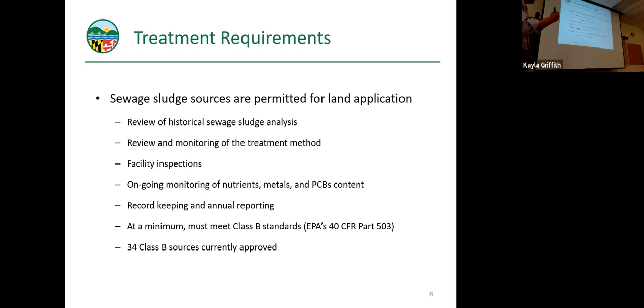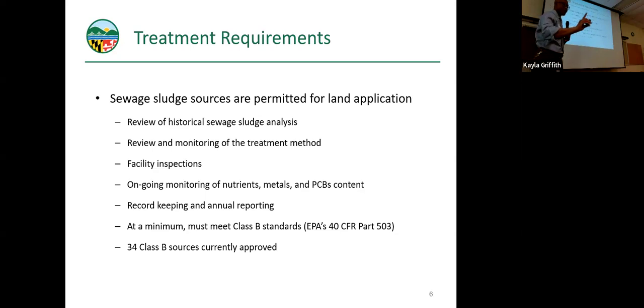We review various years to see if they meet the constituent requirements before they are allowed to be applied on land. Monitoring and review of the treatment methods. Facility inspections. Ongoing monitoring of nutrients, metals, and PCB contents. The record keeping and annual reporting. At a minimum, before sewage sludge is applied on land, it must meet the class A standard. And that is also the EPA 40 CFR Part 503.